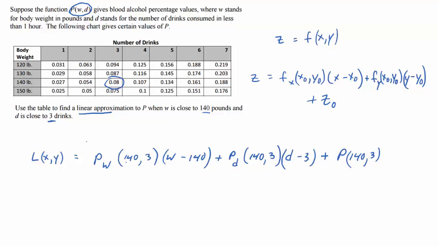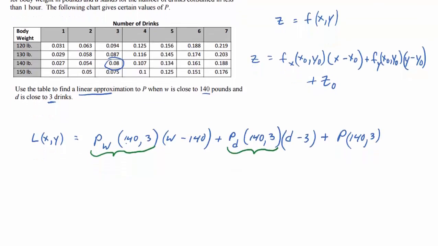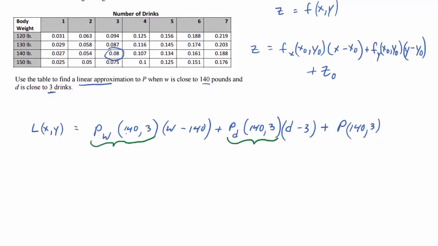Okay, so basically what we need to do is estimate these partials using the values in the graph and fill in this equation, and then we're done. So how do we estimate those partials? Well, let's do the first one, the partial of P with respect to W, evaluated at 140, 3.